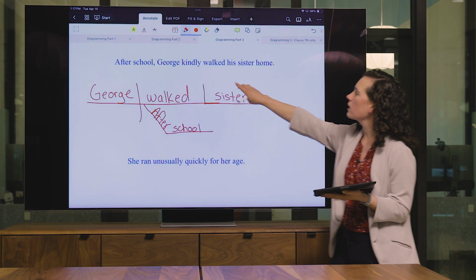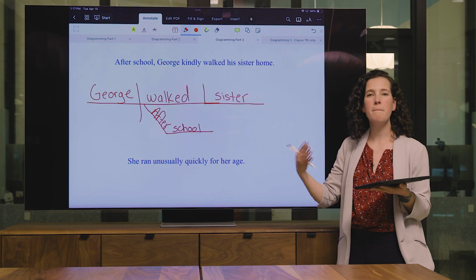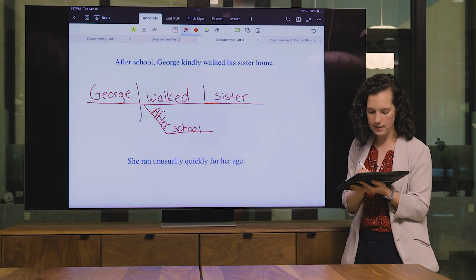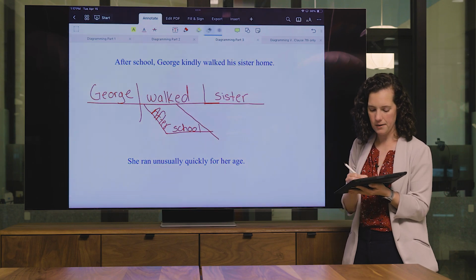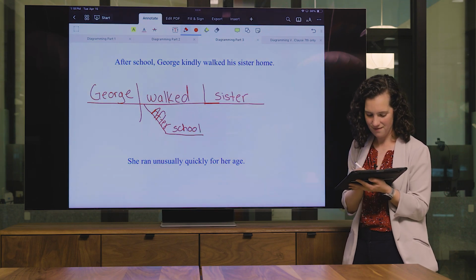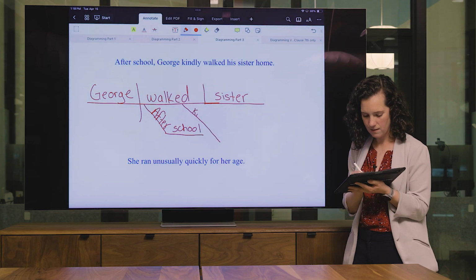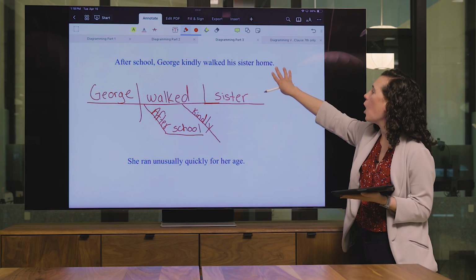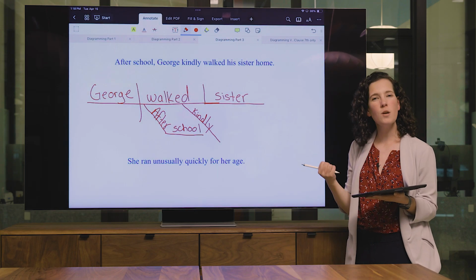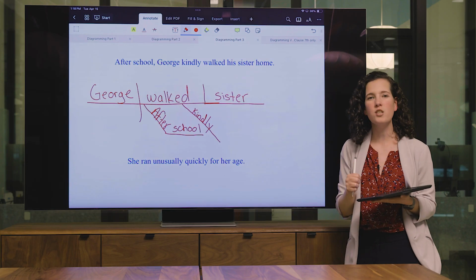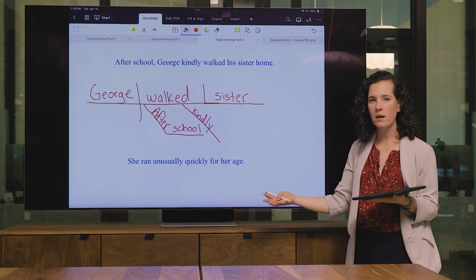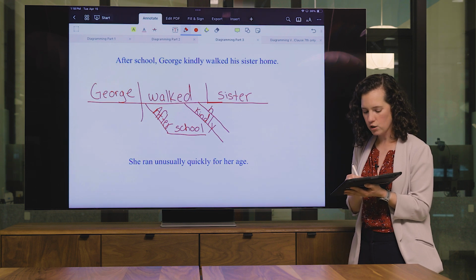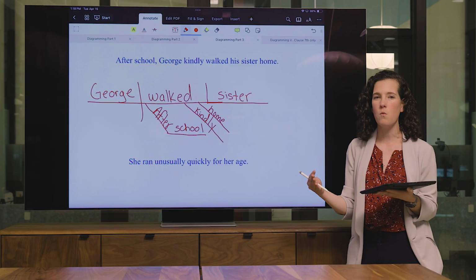Then let's look at this word kindly. Kindly describes the manner in which he walked. He was kind to her. He walked her kindly. We're running out of space here. And then we have this word home. Home sounds like it should be a noun, but in this case it's answering the question where. He walked where? He walked home. So home is actually an adverb describing walked. It tells you where he walked.